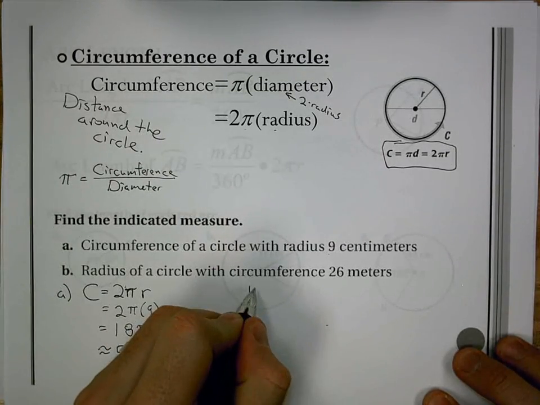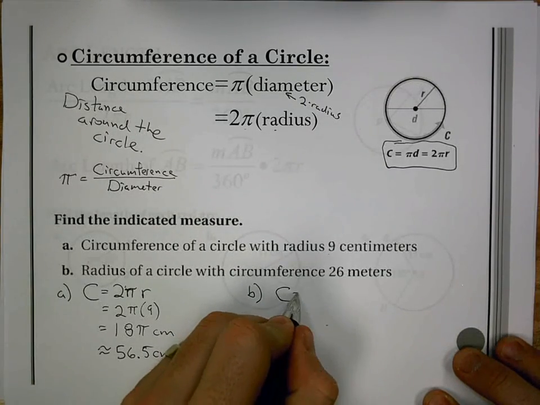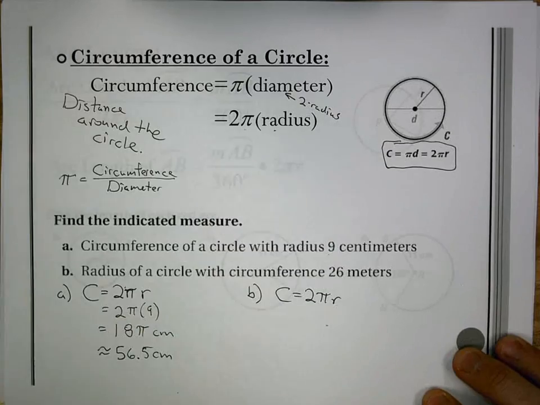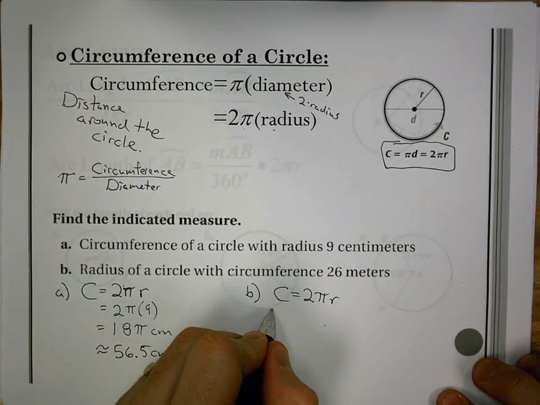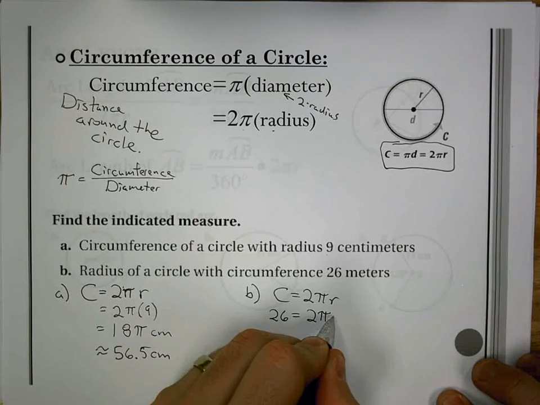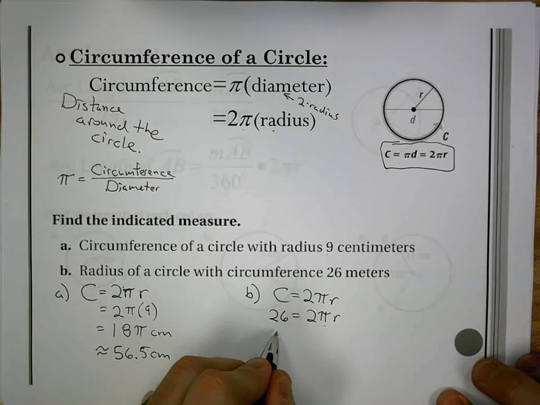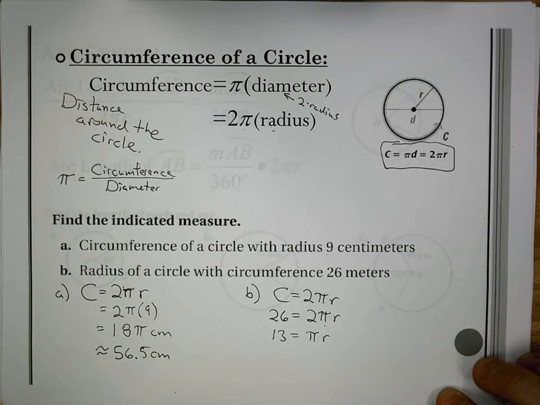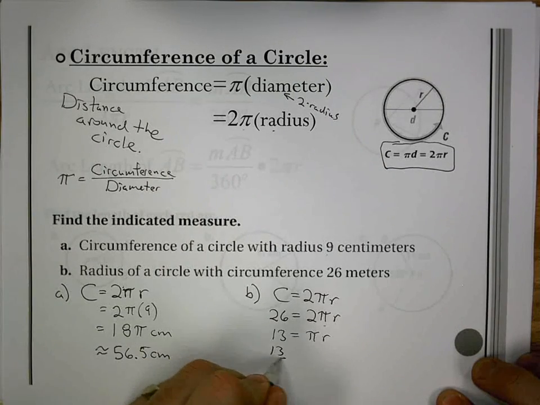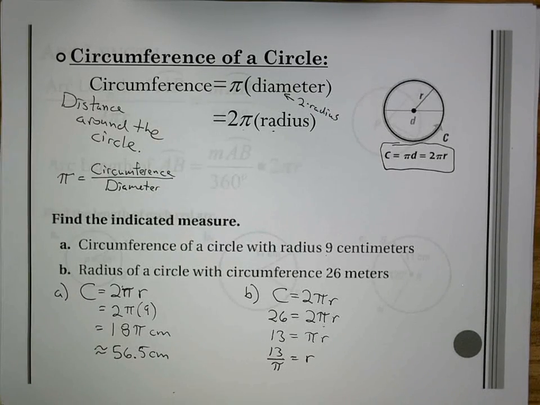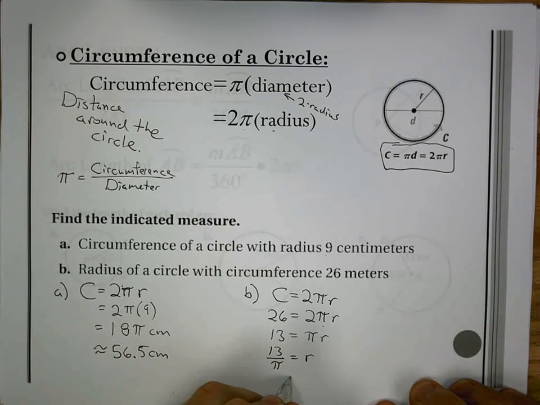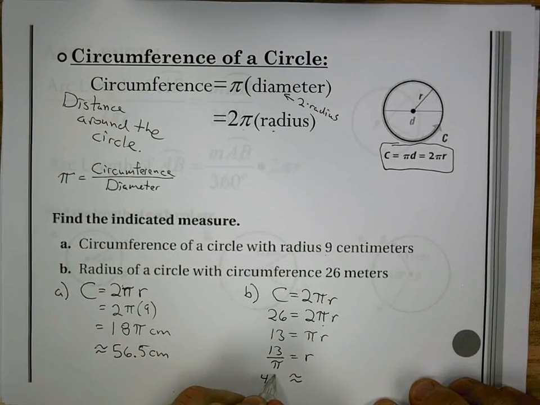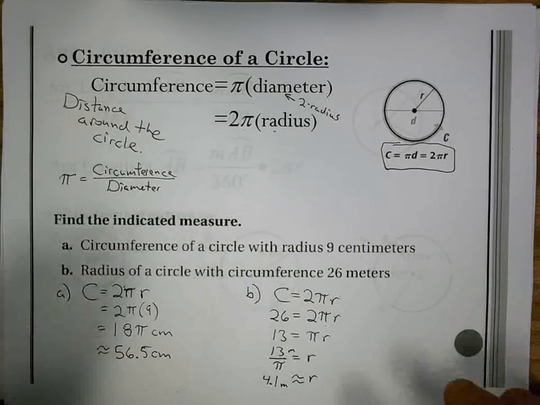For B, it's asking us to find the radius of the circle with the circumference 26 meters. So we're going to do c equals 2 pi r. Circumference is 26 this time, so 26 equals 2 pi r. I can divide both sides by 2 and get 13 equals pi times r. And since pi is just a number, we're going to divide both sides by it and get 13 over pi equals r. Again, that is in terms of pi. If I divide 13 by pi in my calculator, I would get that it is also approximately 4.1 meters. And that's meters for both of these.